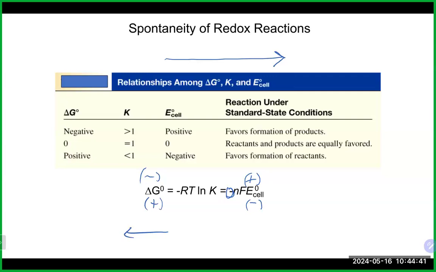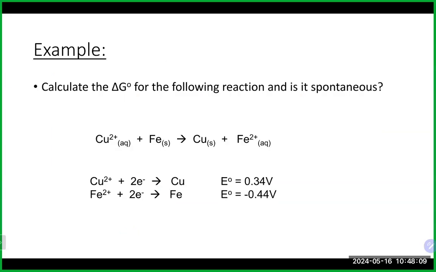Clearly, if you have a cell voltage of 0, you've got not much going on there. So you'll have a K value perhaps of 1 as well. Products and reactants are sort of equally favored in that particular case. Any questions on that there? Okay, so let's take a look.